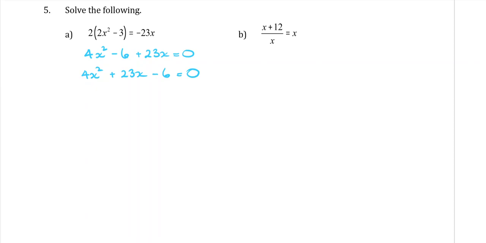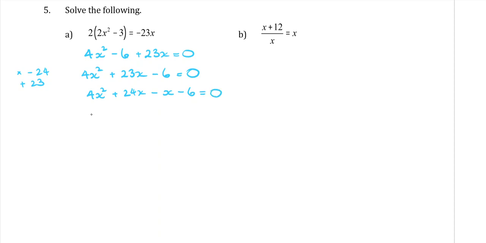So this is non-monic. We're looking for numbers that times to give 4 times 6, which is negative 24, and are going to add to give the 23. So that would be 24 and minus 1. So we have 4x squared plus 24x minus 1x, or minus x, minus 6 equals 0.